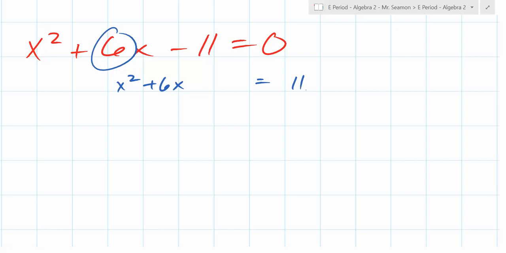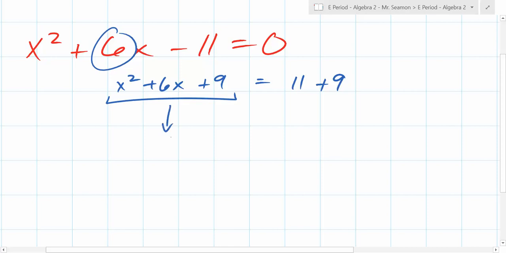So what's 6 divided by 2? 3 squared is? So if we add 9 to both sides, is it still a true statement? Yeah. And this is really nice because what does that turn into? X plus 3 squared equals 20.